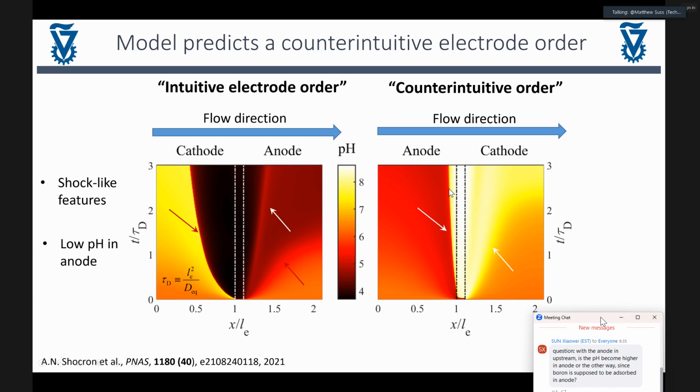It comes in from the cathode, basically. So there's this upstream migration of this high pH zone. But for most of the anode, the pH is quite low. You can see here, it's basically between 5 and 6. I hope that answers your question.